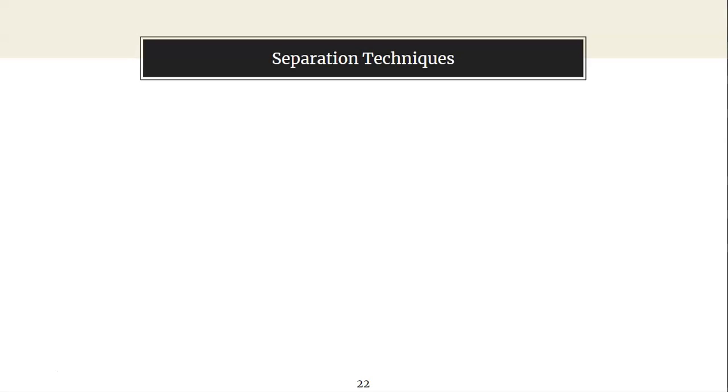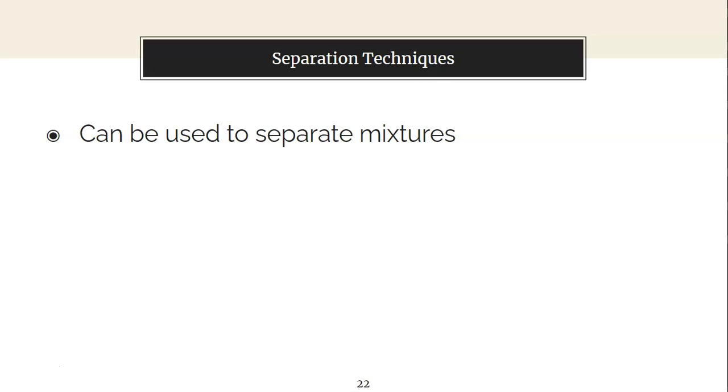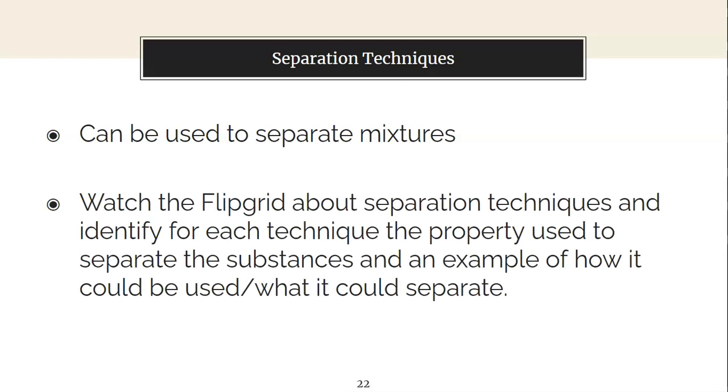Now, the last thing we're going to talk about is separation techniques. So these are various techniques that we use to separate mixtures. So what you're going to do is watch the Flipgrid video about separation techniques, and then we will talk about these in our lab this week, okay?